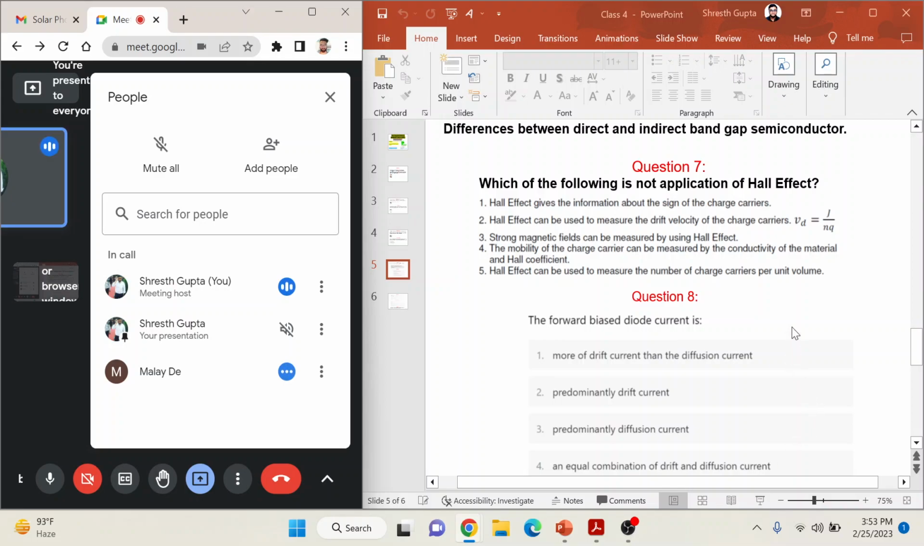The next question is about the forward bias diode current. The forward bias diode current is more of drift current than the diffusion current. It is predominantly the drift current, it is predominantly the diffusion current, or it is an equal combination of the drift and diffusion current. So I am giving you 2 minutes. You can turn up your pages, go through the notes, or try to think from the brain. What is the forward bias diode current?